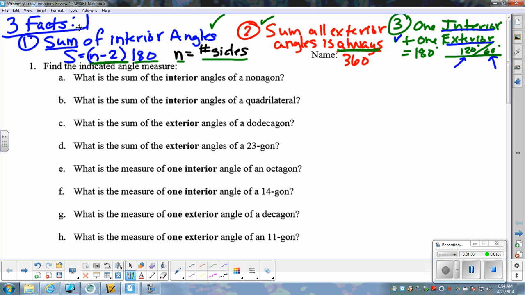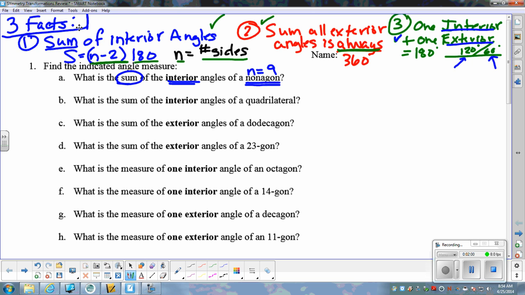For number 1, we want to find the indicated angle measure. For part A, what is the sum of the interior angles of a nonagon? We want to be careful as to what the question's asking. The first thing I need to know is the number of sides of a nonagon. Well, a nonagon has 9 sides. If you're not sure about your side numbers, you need to study those.